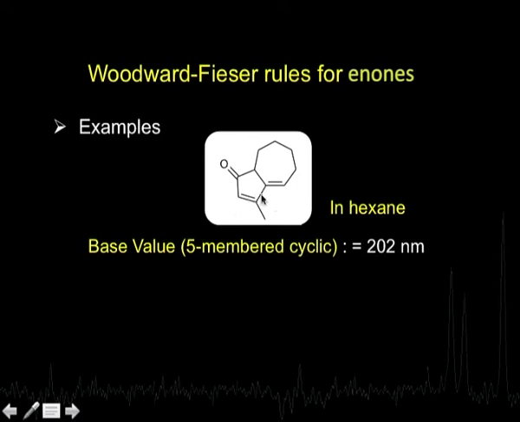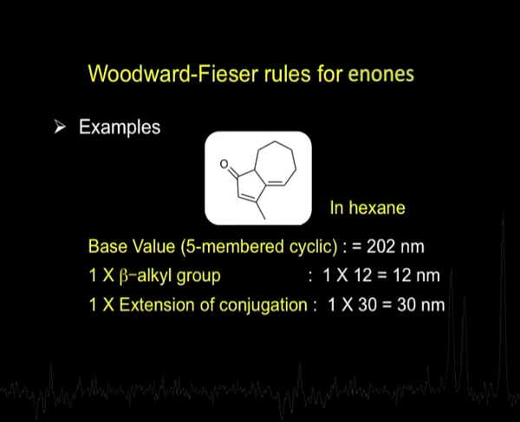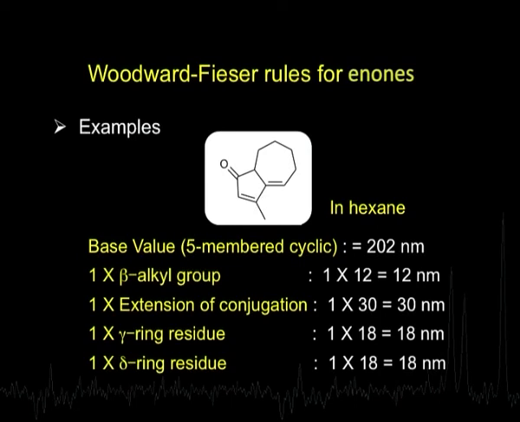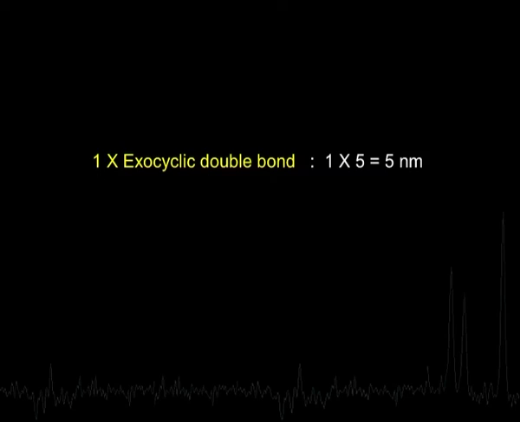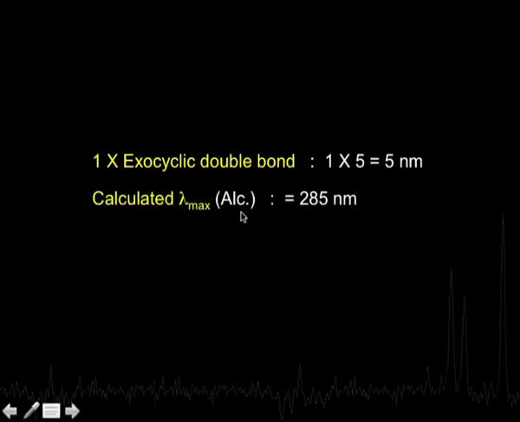Then we have extension of conjugation, and also substituents at the beta position, gamma position and delta position. If I put in the contributions, an alkyl group at the beta position gives me 12 nanometers, extension of conjugation gives me 30 nanometers, a gamma ring residue gives me 18 nanometers. We are used to this. Then a delta residue gives me 18 nanometers again, and we also have one exocyclic double bond, which we understand. What's important is that from all this, the value of lambda max with alcohol as a solvent comes out to be 285 nanometers.